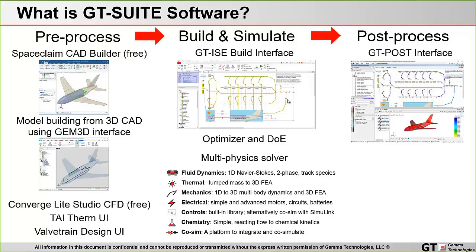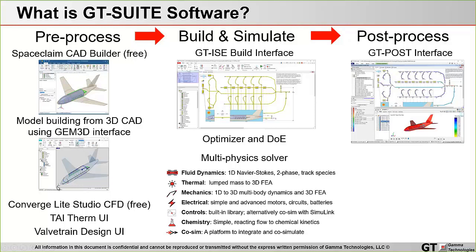Now, once you've got the native CAD model prepared, then you would bring that into our 3D preprocessor called Gem3D, and that allows you to take that raw CAD file and discretize that either into a fluid network, primarily in one dimension, or into a thermal network, either representing with a lumped node type model or with full 3D finite element capability. Or it could be taking that CAD model and discretizing it into a mechanical structure for mechanical dynamics and structural analysis.